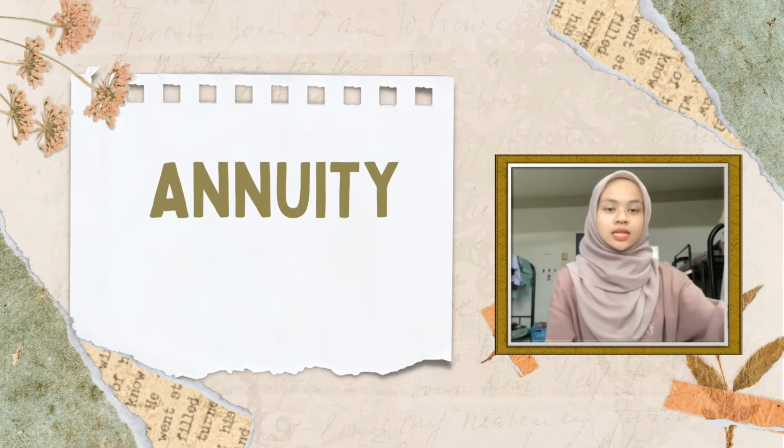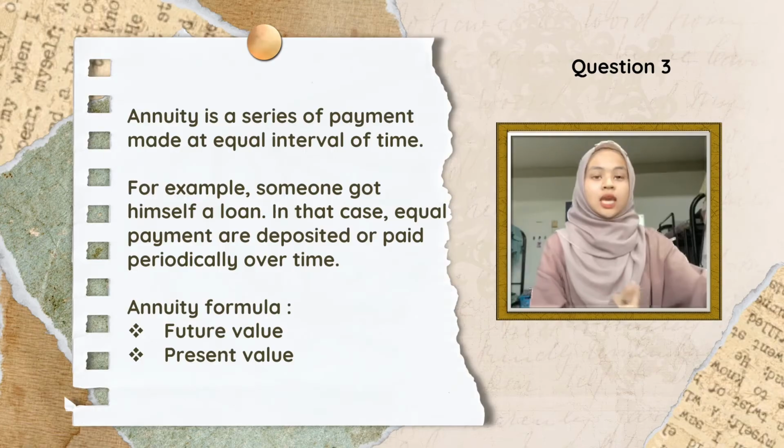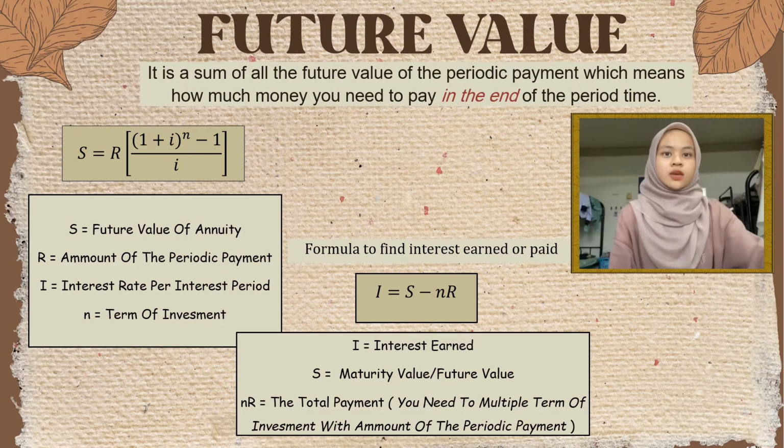Next, we are going to discuss the concept of annuity in detail. So, what is annuity? Annuity is a series of payments made at equal intervals of time. For example, someone got himself a loan. In that case, equal payments are deposited or paid periodically over time. There are two formulas you can use based on the question given. First, future value. It is the sum of all the future values of the periodic payments, which means how much money you need to pay at the end of the period of time.